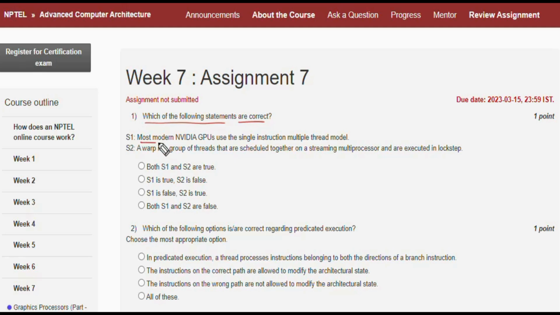Statement 1. Most modern NVIDIA GPUs use the single instruction multiple thread model. Statement 2. A warp is a group of threads that are scheduled together on a streaming multiprocessor and are executed in lockstep. Now here both statements are true. Okay, so I select that one.